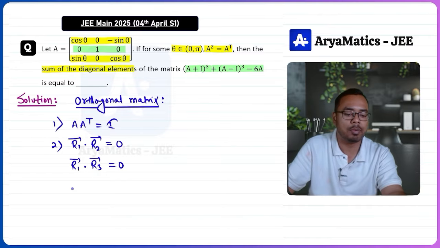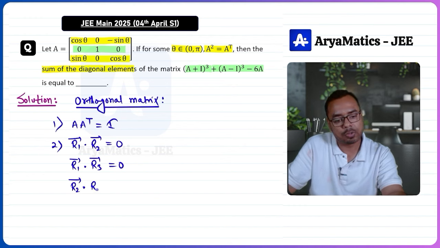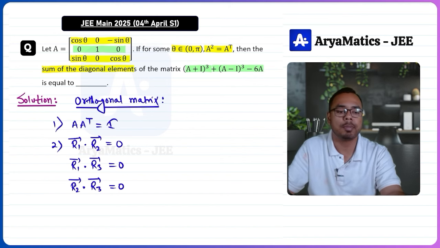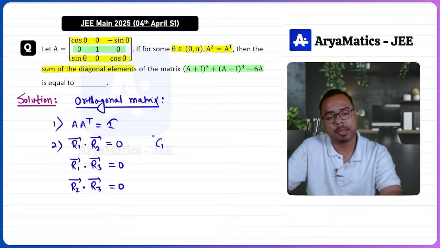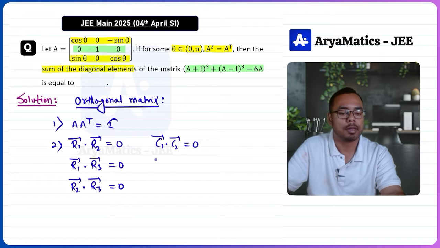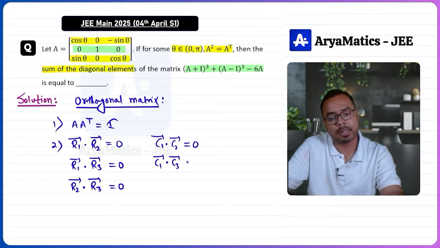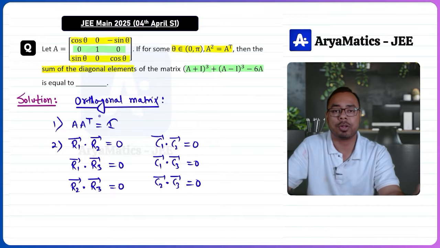You can take any one row and any other row, and those two row vectors are perpendicular vectors. That means their dot product will be 0. You can take R1, R2, R1, R3 or R2, R3. And same thing you can say for columns also. That means first column C1 is perpendicular to C2, right? First column C1 is perpendicular to C3. And similarly, second column C2 is also orthogonal to C3. Hence the name orthogonal matrix.